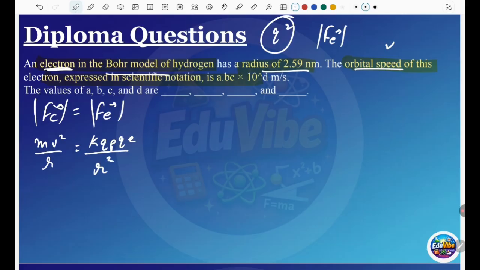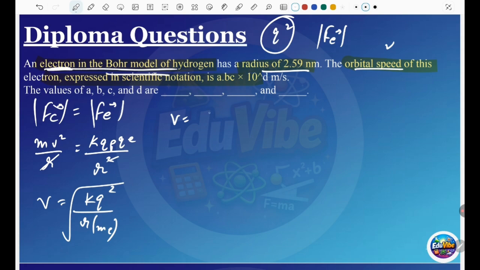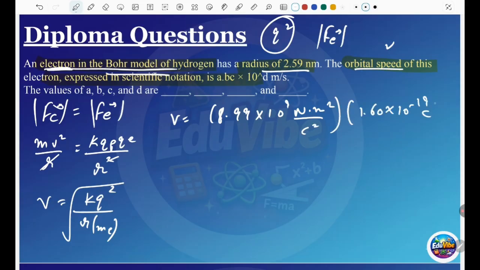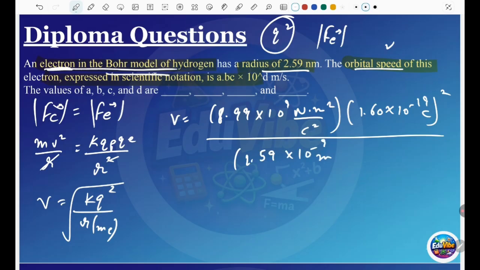From here, this was R squared, so one R cancels with one R, and to find the speed we isolate it: v equals the square root of kQ squared over R and the mass of the electron. K is 8.99 times 10 to the 9 newton meter squared per coulomb squared, and Q is 1.6 times 10 to the minus 19 coulomb, squared. Divide this by R, which is 2.59 nanometers, and the mass of the electron.